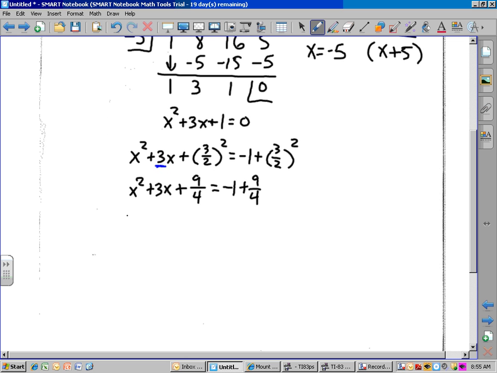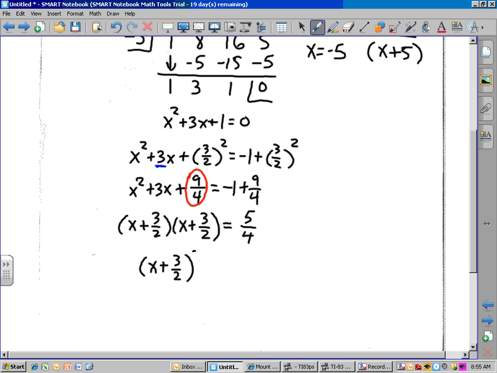Now the left side is a perfect square. It factors to x plus 3/2 and x plus 3/2. And that's the way it's set up to be. It will always factor to the square root of this number right here. Square root of 9/4. Well, the square root of 9 is 3 and the square root of 4 is 2. It will always factor to that. Always. That's why we did that. The right side, 9/4 minus 1, that's going to be 5/4. So we can write the left side as a quantity squared equal to 5/4.